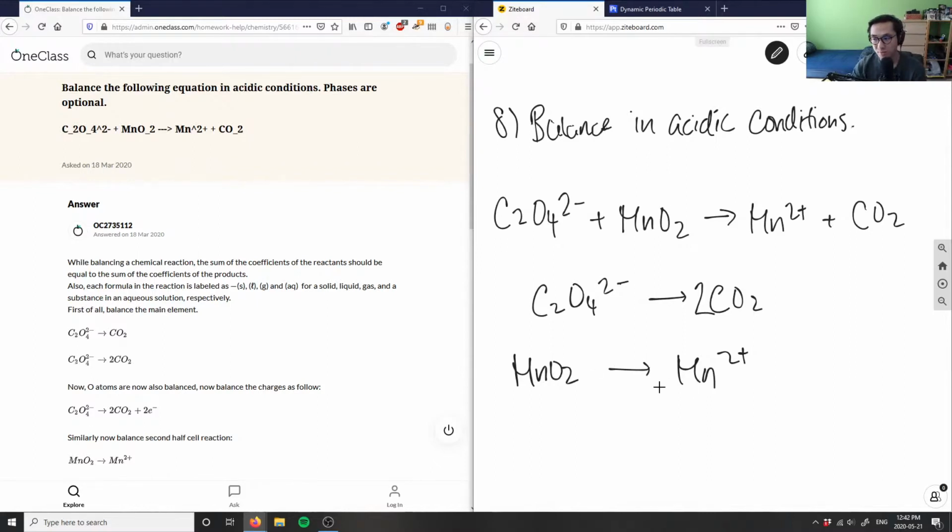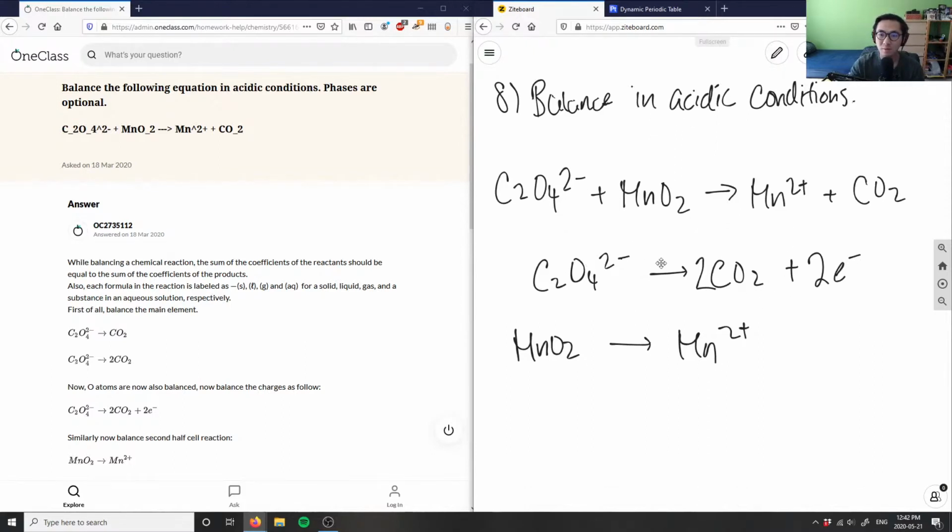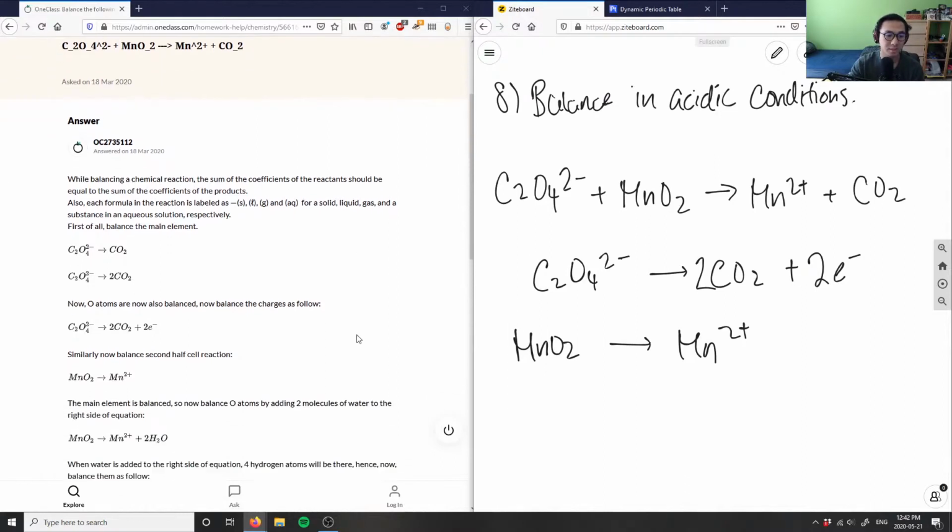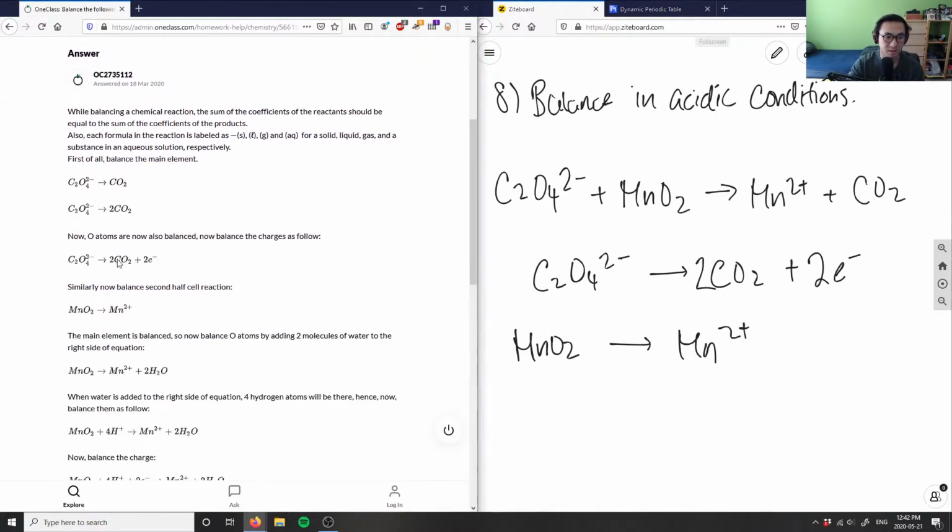But what I want to do now is start adding some electrons, right? Because the charges here are off. So I have C2O4, and I have 2 C and 4 O's here, but this guy has a 2 minus. So therefore, I need to add a 2 minus charge here. So I'm simply going to add 2 electrons, and this will now balance out my charges as well. So my elements are balanced, and my charges are balanced for this half reaction. As you can see, this one is good. They did that here on this step.